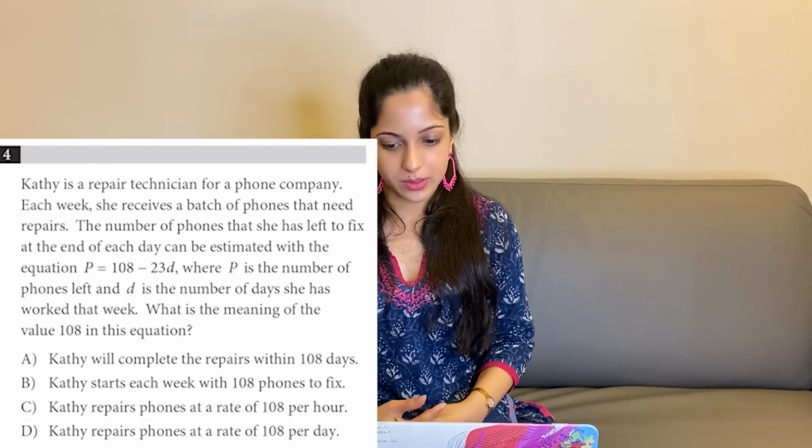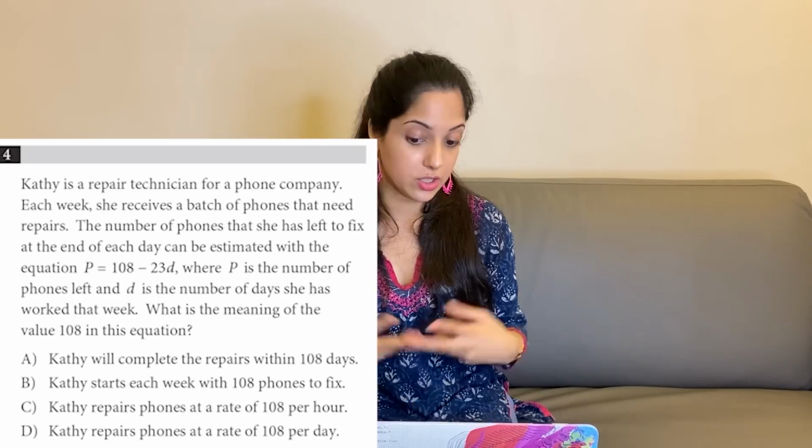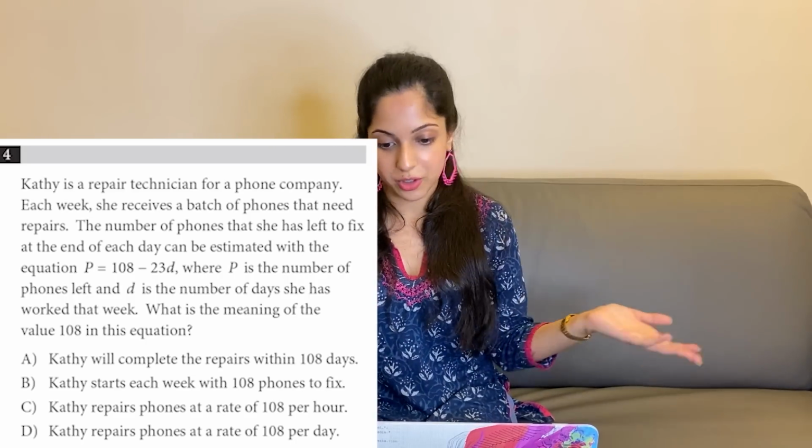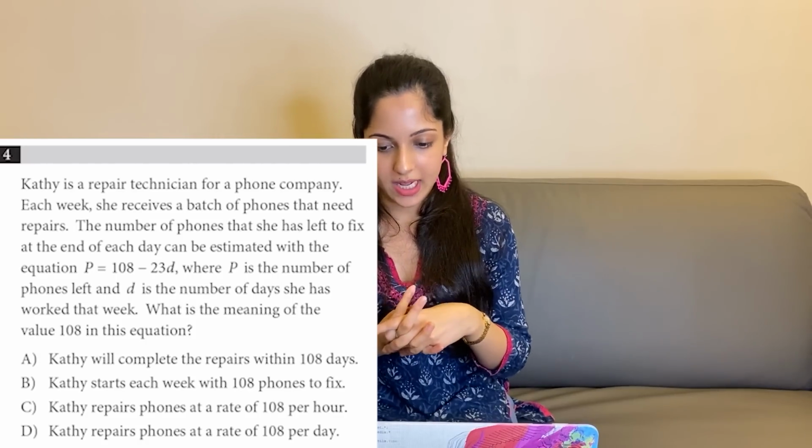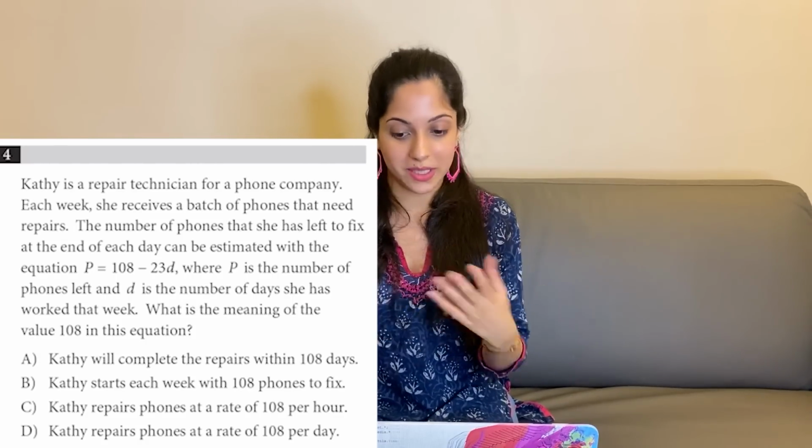C is Kathy repairs phones at a rate of 108 per hour. That's not true because if it was a rate, you would be multiplying 108 by something, which you're not. D, Kathy repairs phones at a rate of 108 per day. Again, per something, you would be multiplying it.